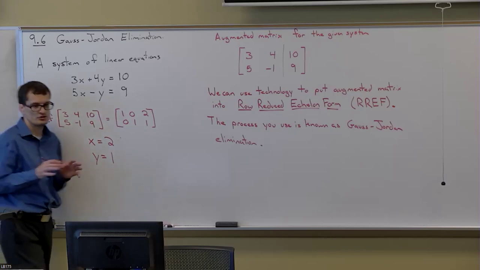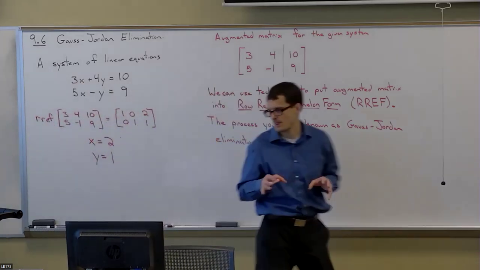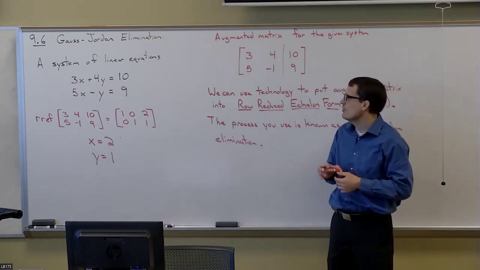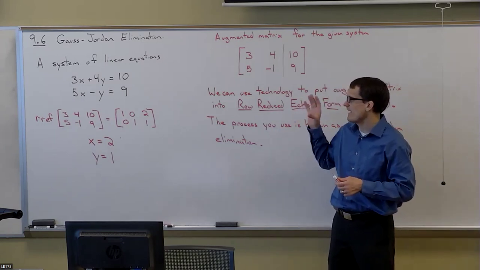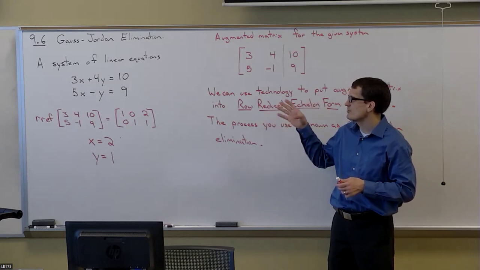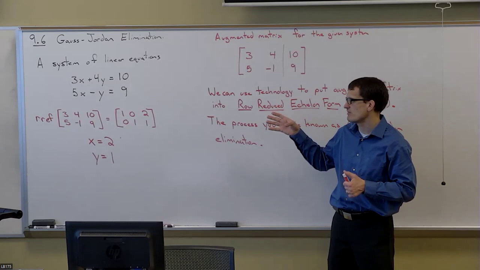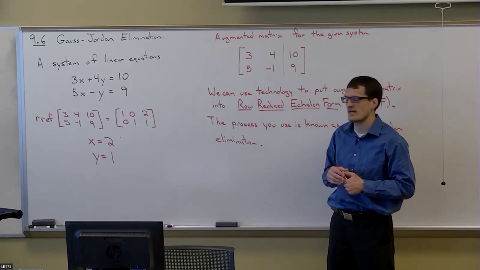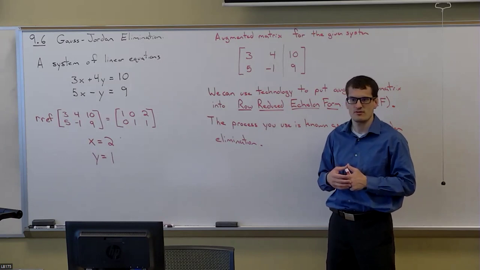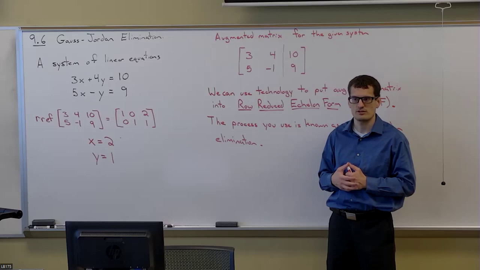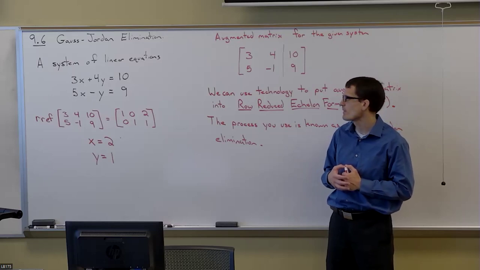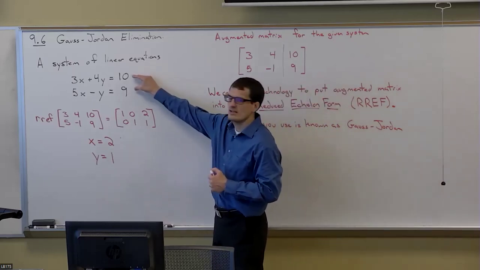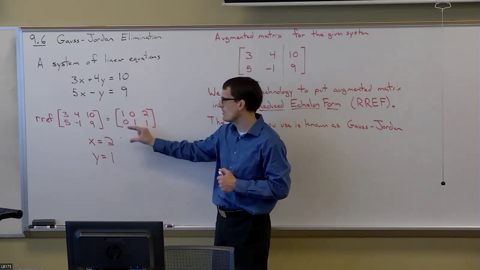And so the short version of this is that you can ask to put any augmented matrix in row reduced echelon form, and if it has one solution, it'll end up looking like this. And this system is equivalent to this one.